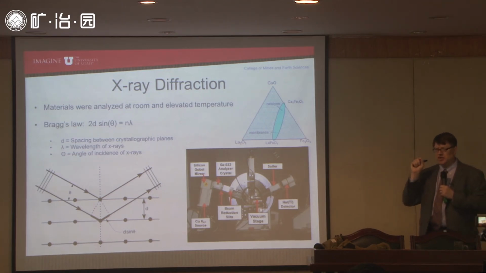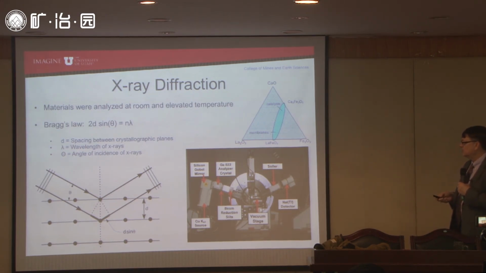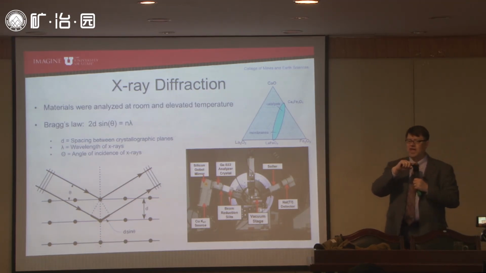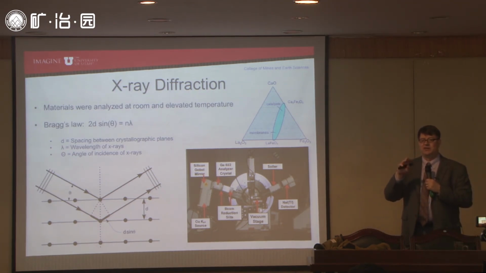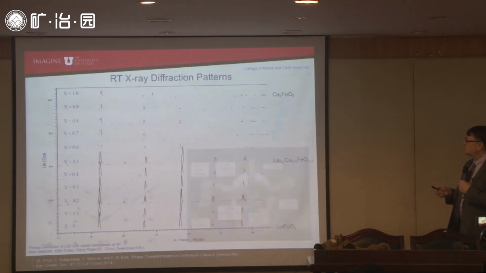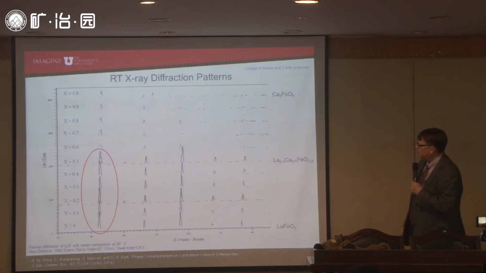You can't always determine exactly where atoms are in the structure, but you can usually determine the crystal structure with some accuracy. So I'm going to do this first, and we're going to look at what happens as a function of composition. What happens to lanthanum ferrite as we add calcium? Very simple thing. I apologize, somehow the diffraction pattern got corrupted when I upgraded just before I left, but the basic information is here.